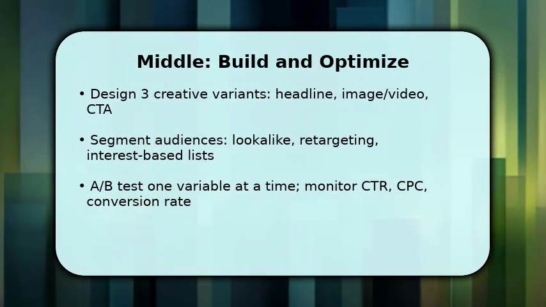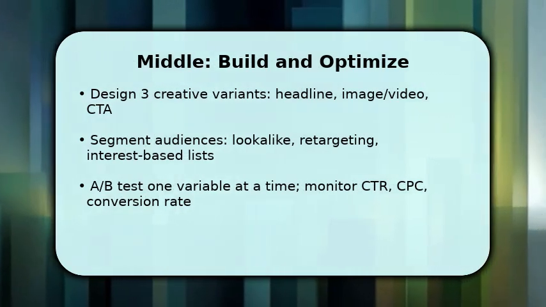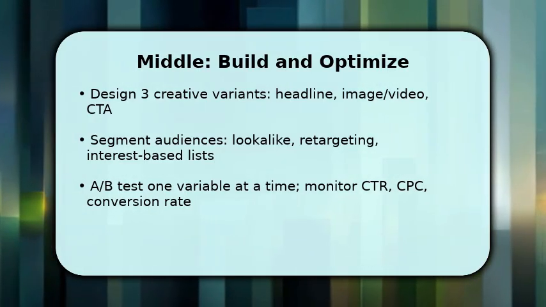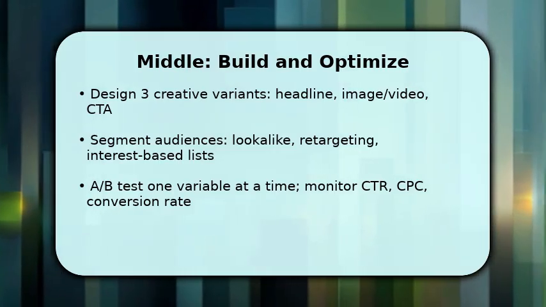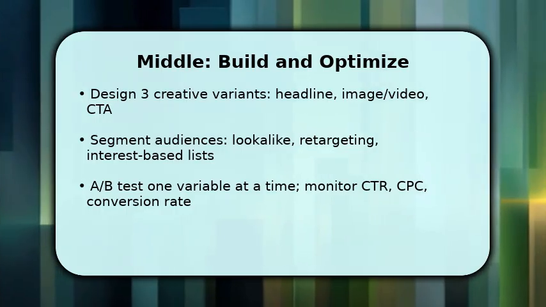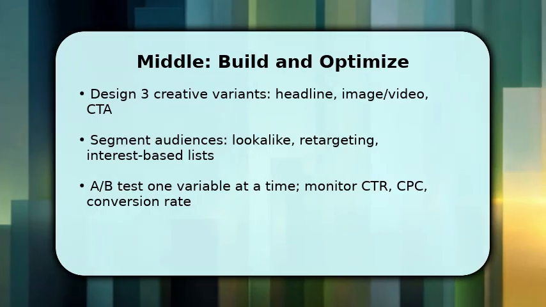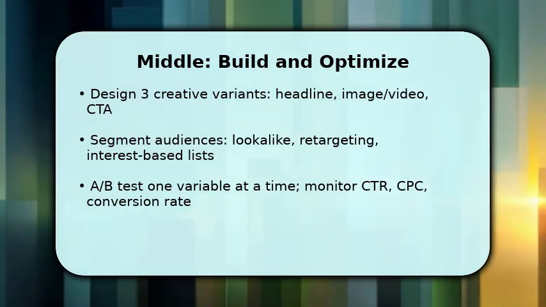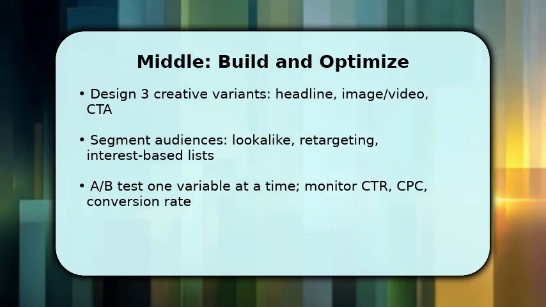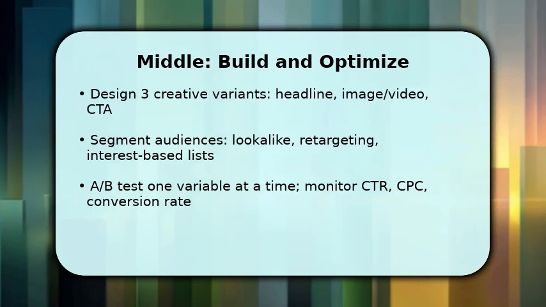Once live, focus on structured testing and measurement to improve performance. Create 3 creative variants per ad to isolate what resonates, then segment audiences into lookalike, retargeting, and intent-based groups so you can compare results cleanly. Run A/B tests changing only one element at a time, headline, image, or CTA, and monitor CTR, CPC, and conversion rate daily. Make incremental bid or budget shifts. If one segment outperforms, scale it while pausing underperformers to preserve ROI.